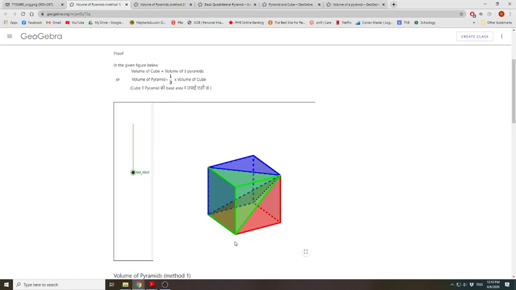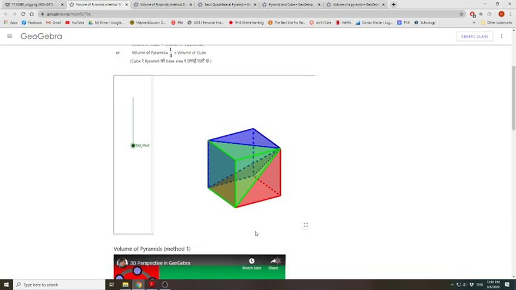Base area is this square. So let's say the length of the cube is 2. 2 times 2 is 4, 4 times the height, which is also 2, so 4 times 2 is 8. So if the volume of the cube is 8, how do we find the volume of the pyramid? Divide by 3, so 8 over 3.